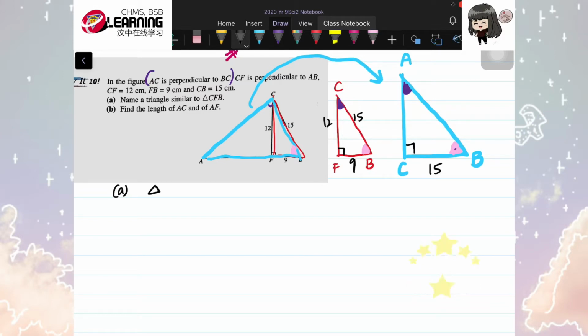Okay, part A. Name a triangle similar to CFB. So the blue one, right? So triangle ACB is similar to triangle CFB. Okay, this question did not ask you to write down the reason, but I would like you to write down the reason. Okay, can I? So for the reason here, we have to mention all the 3 angles under AAA to show that they are similar.